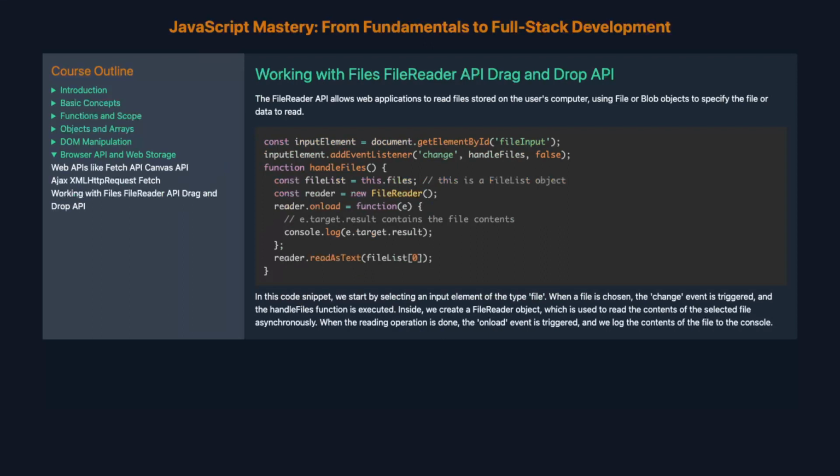Working with Files: FileReader API, Drag and Drop API. The FileReader API allows web applications to read files stored on the user's computer, using File or Blob objects to specify the file or data to read.